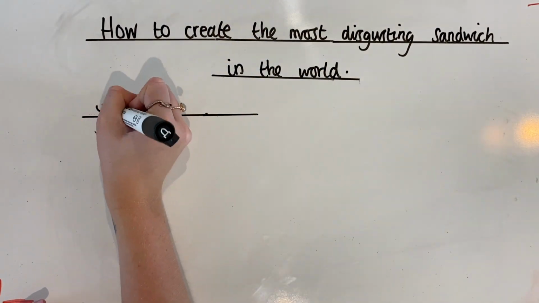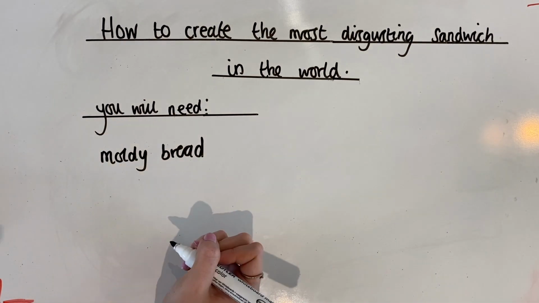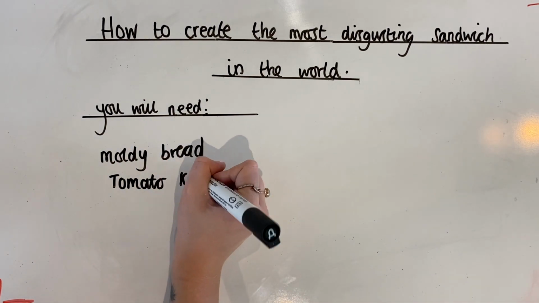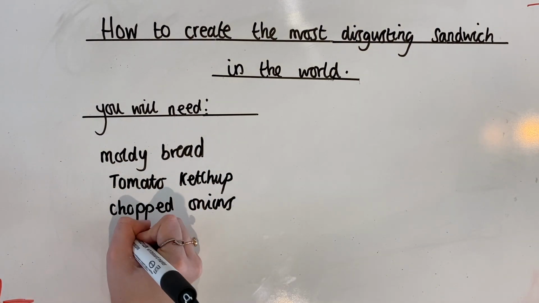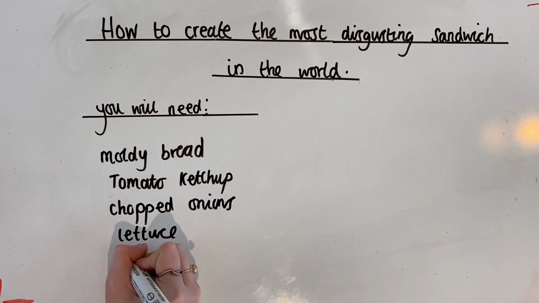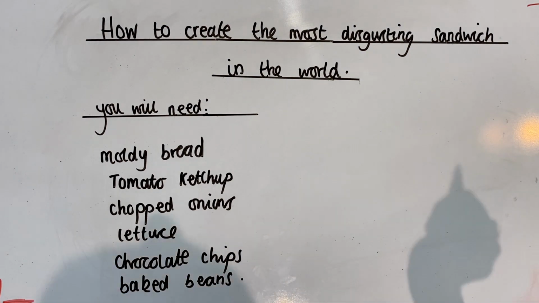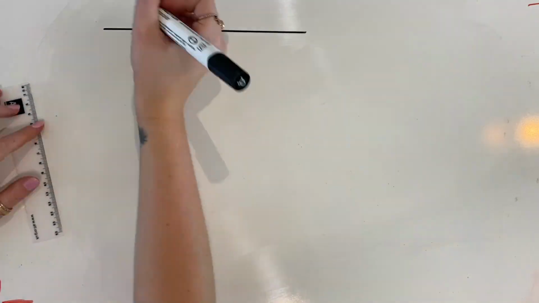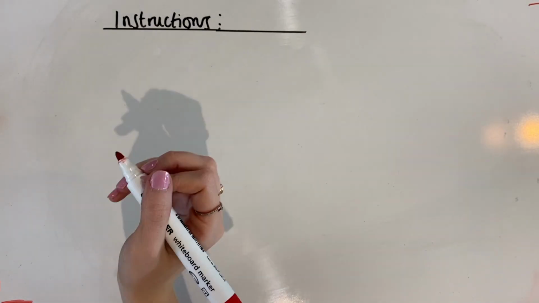Now I'm going to write the what you will need list. So everything you will need if you're going to make my sandwich. Let's take a look. Mouldy bread, tomato ketchup, chopped onions, lettuce, chocolate chips, and baked beans. That sounds interesting. Now I'm going to write the subtitle, instructions, as we're moving on to actually writing our instructions now.